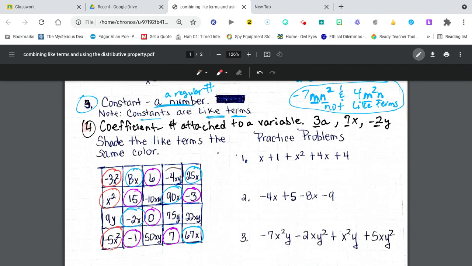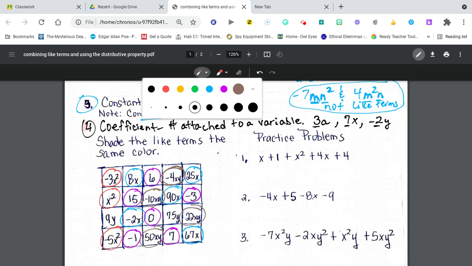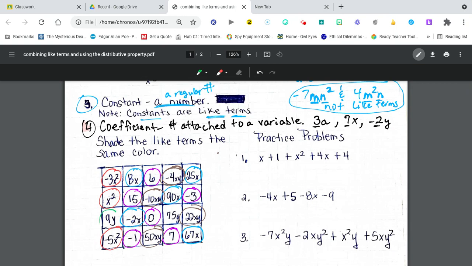Okay. Let's look at -4xy. Well, what has an x and a y behind it? Well, -10xy, 22xy, 50xy. Now I have some other things that are not circled on this chart, so let's take a look at those. I'm doing them in green. Okay, 9y is not circled. Okay, I see 75y, and I think that's it, because the rest of them are already circled. And so we should understand what like terms look like, guys.